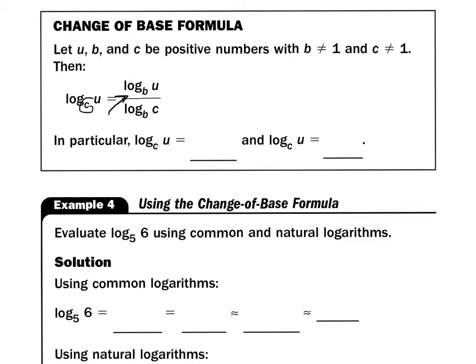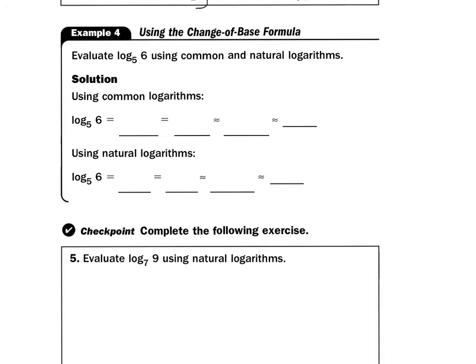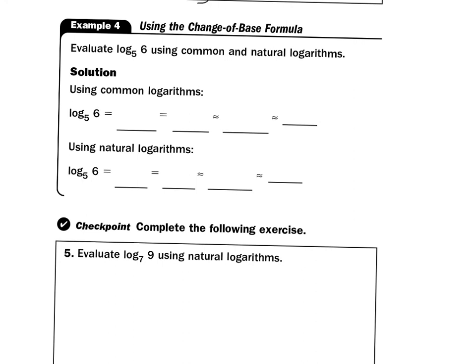In particular, if you have log base c of u, you can do the common log of u over the common log of the original base c. Or you can use natural logs. You could do the ln of u over the ln of the original base c. So that's supposed to be a c there, over the ln of c. So that looks very confusing right now, and it really doesn't need to be. Let's do a couple of examples.